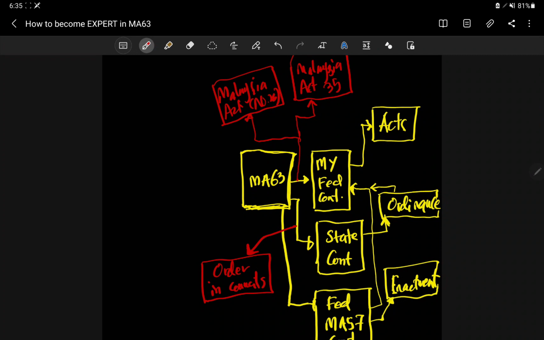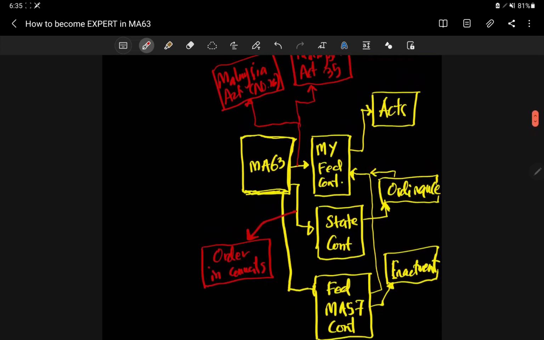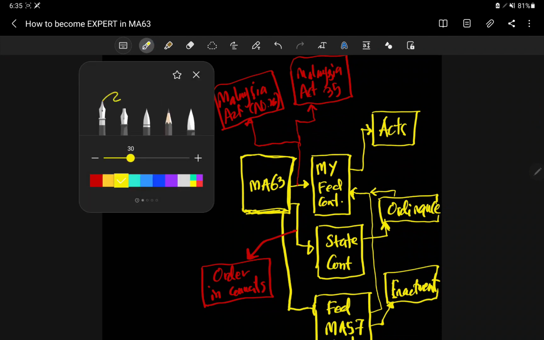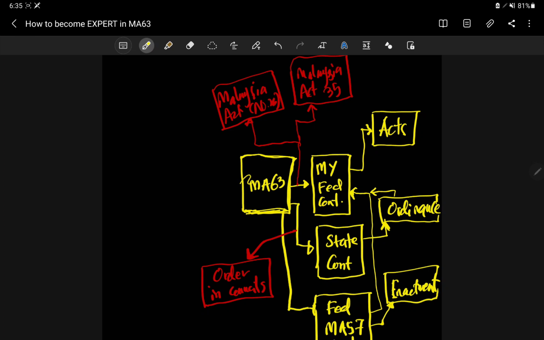Now we have looked at how all these documents relate to the Malaysia Agreement 1963 after. Now we look at before. Now I change to yellow again. What the documents before the Malaysia Agreement 1963 say is very important so that you can understand the framers' intention.